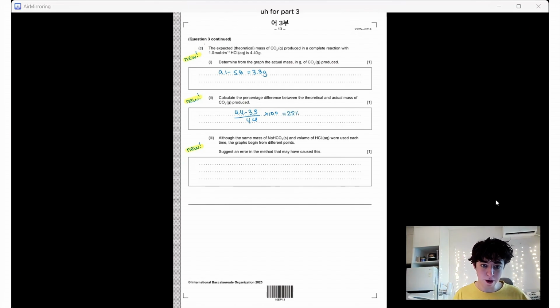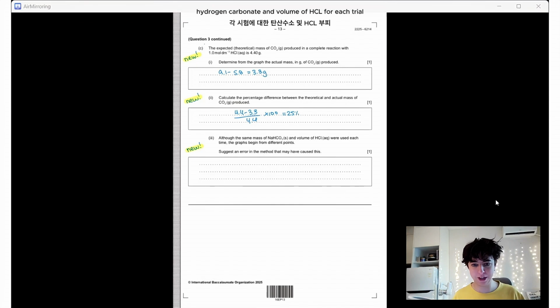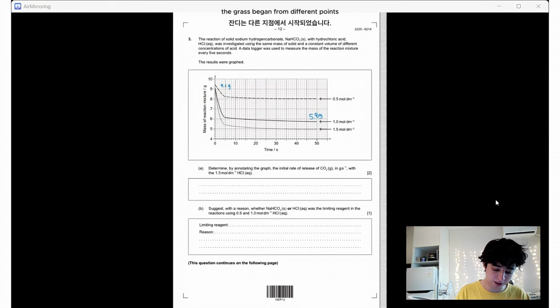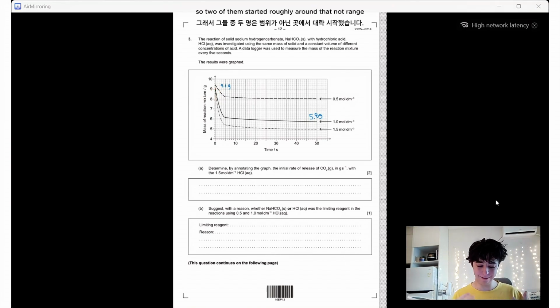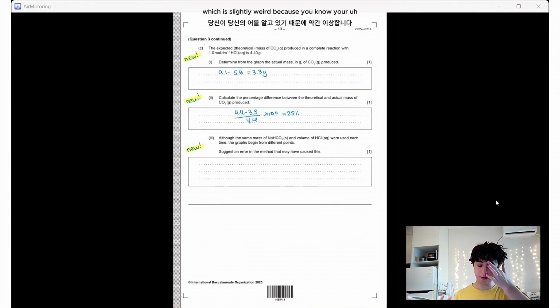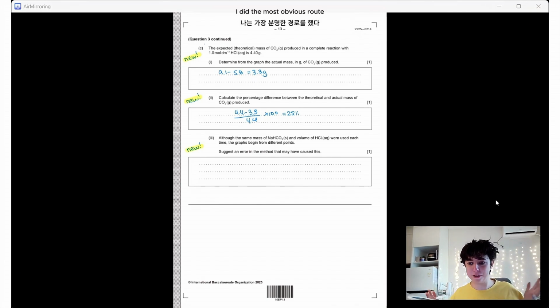Okay. For part 3, it says that although you have the same mass of sodium hydrogen carbonate and volume of HCl for each trial, the graphs began from different points. 2 of them started roughly around the same range, and then one was like 9.2. So there's like a 0.2 difference, which is slightly weird because your mass and HCl are the same, so it should be the same. And so it's just an error in the method. When I chose myself, I did the most obvious route, which was in the mark scheme, thank God. I put the most simple reason, once again imagining myself in the lab. The only things you're weighing other than the mass and the volume are your glassware.